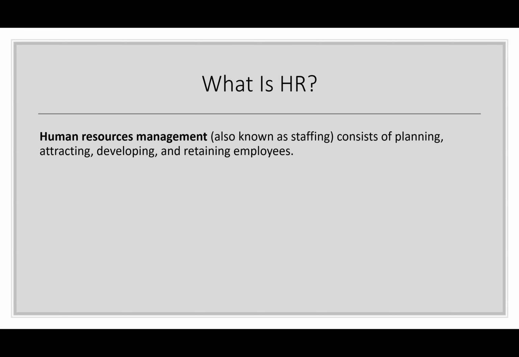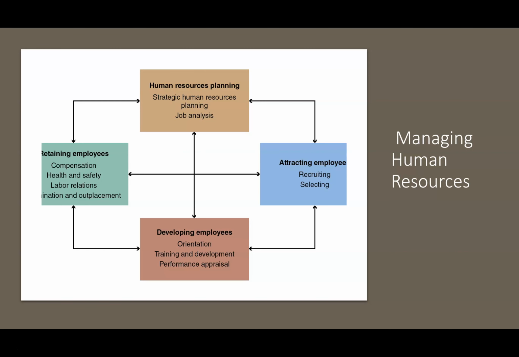So, a quick definition of human resource management is basically the process of everything around our employees. So planning for them, attracting them, developing them, retaining them, and unfortunately sometimes having to let them go. A lot of things going on within the human resource process.